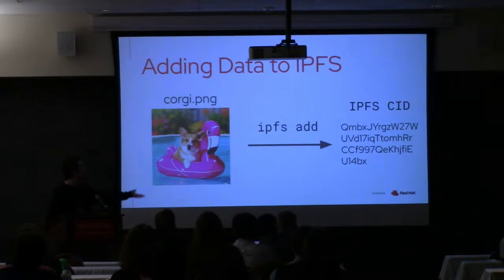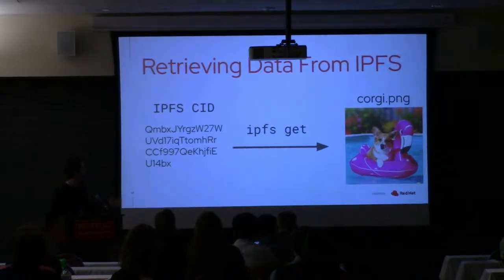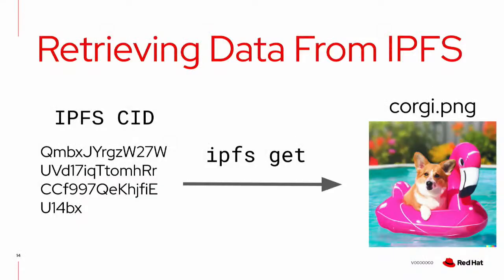And then if you want to retrieve it, you would go to your CLI and say, let's get this content ID. And then it would ask the network, hey, does anyone know who has this content ID? And the peers would talk to each other, they would look at the records, and then eventually they'd be able to say, oh yeah, I have corgi.png, so let me save that.